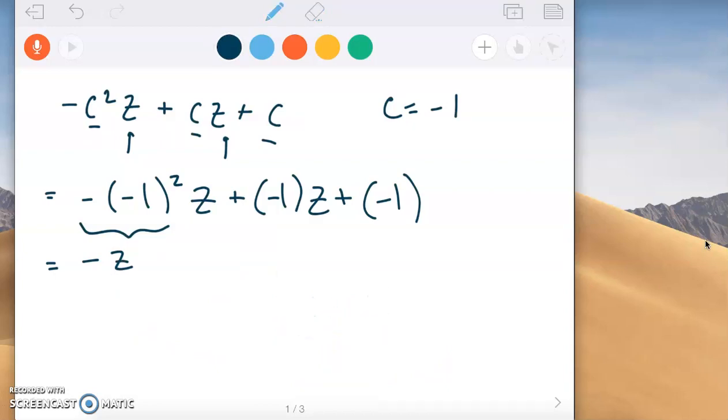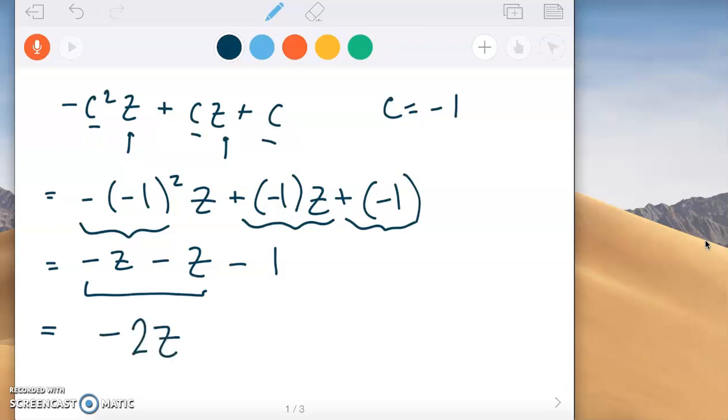All right, so now we have negative z. Again, here we have negative 1 times z, which is the same thing as saying minus z. And here we have plus negative 1, which is saying minus 1. Now, I notice that these two are like terms. I can't leave them like that, negative z minus z. What I need to do is combine those. And when we have negative z minus z, that is equal to negative 2z, minus 1. So that's our final answer for that one.